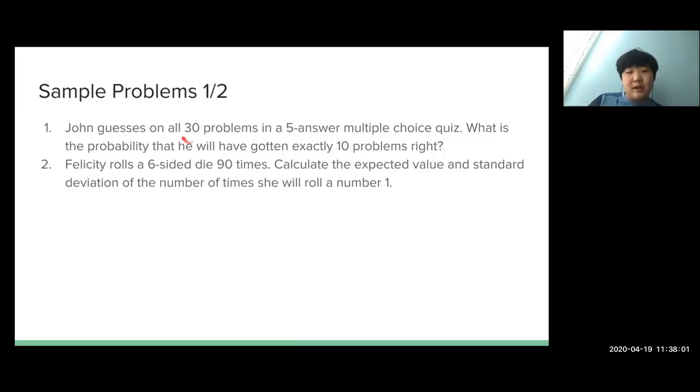So here, for example, n is 30 because there's a total of 30 problems that are going to be attempted. Since it's a 5-answer multiple choice quiz and John guesses randomly on each problem, the probability that he gets a problem right would be 1 over 5. So we have our value for p. Meanwhile, since we want John to get exactly 10 problems right, the number x is 10, because that's the number of successes we want in the total n equals 30 trials. And this leads us to the answer of 0.0355. So I'm guessing John isn't going to be doing very well on his multiple choice quiz.